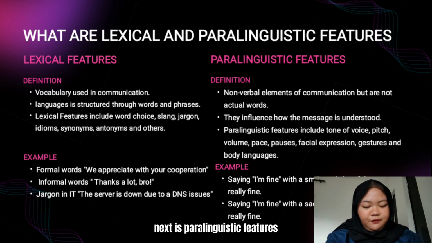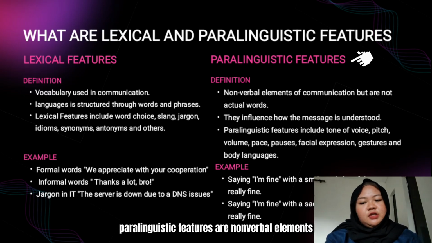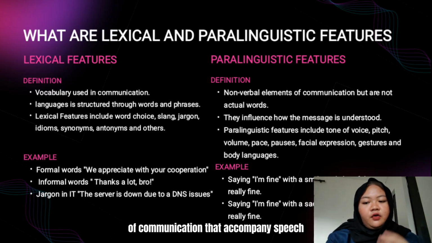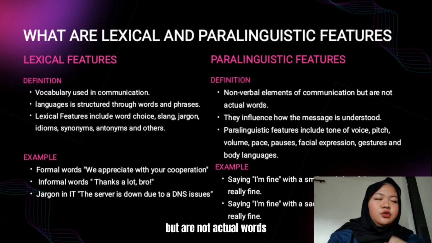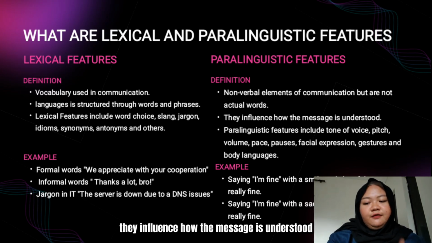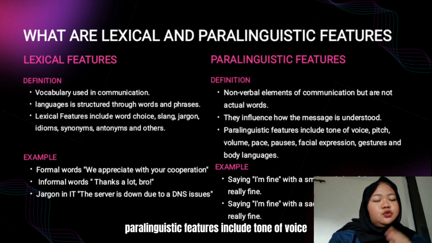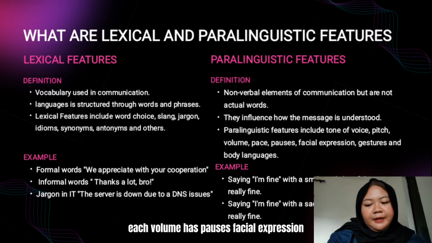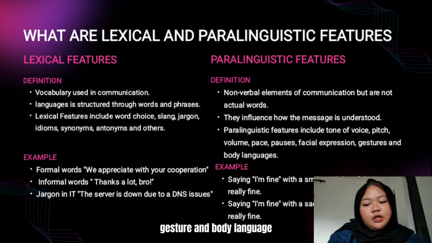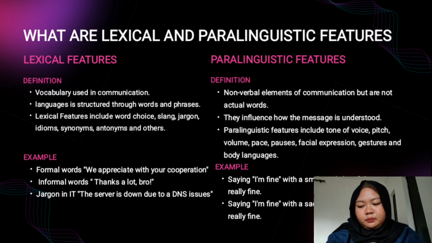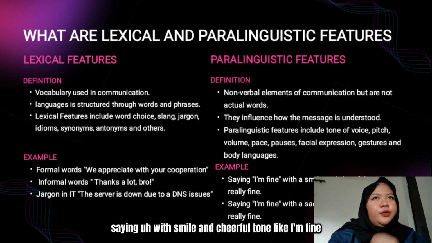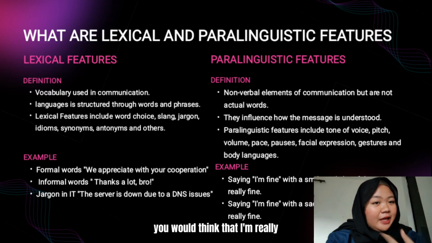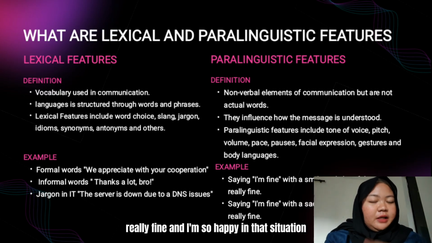Next is paralinguistic features. Paralinguistic features are non-verbal elements of communication that accompany speech but are not actual words. They influence how the message is understood. Paralinguistic features include tone of voice, pitch, volume, pace, pauses, facial expression, gesture, and body language. For example, saying with a smile and cheerful tone, I'm fine, you would think that I'm really fine and I'm so happy in that situation.